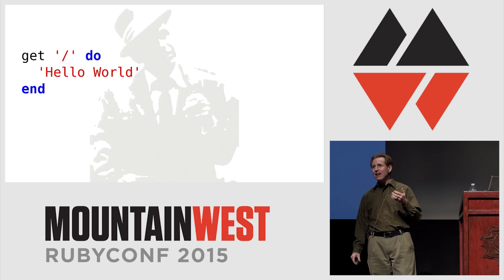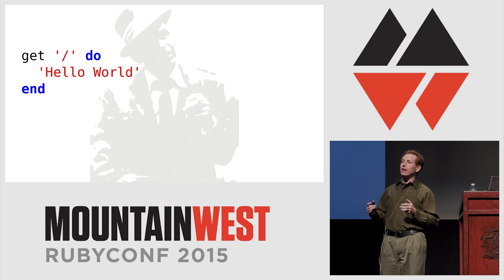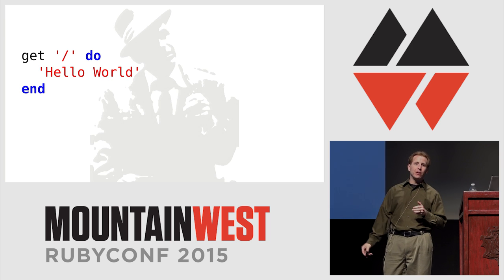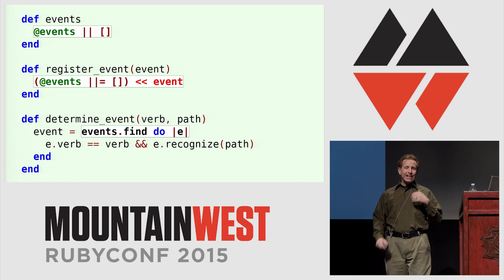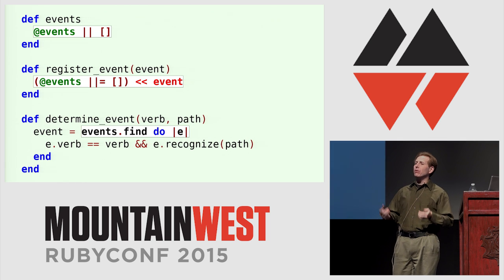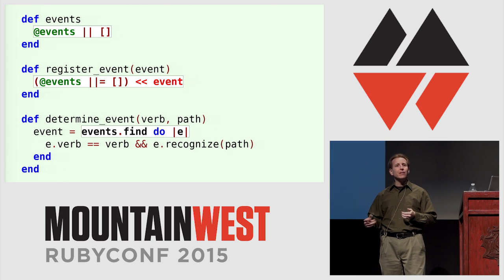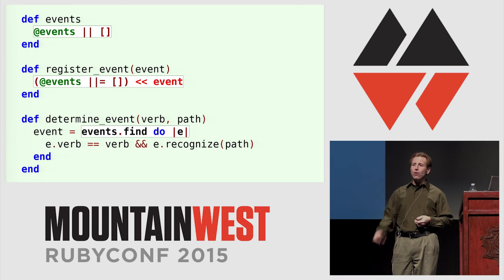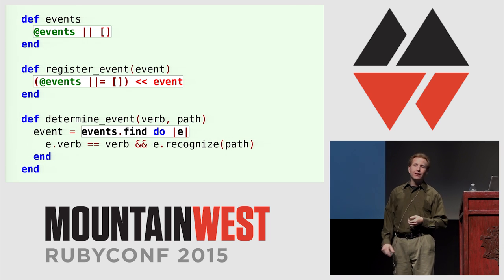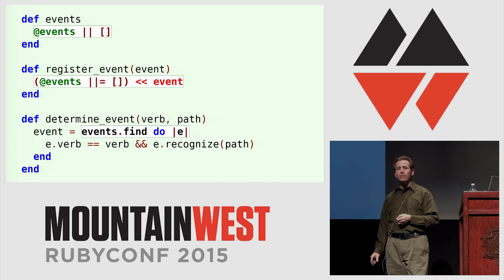Now, around the same time, Sinatra is released with a radical simplification for how web applications can be developed by specifying the routes directly, with each route yielding to a block to handle the action. And while externally, Sinatra looks much simpler than Rails, internally, they use a similar process for routing. Storing the routes in an array, and just iterating over the array of routes when a request comes in, stopping at the first matching route.